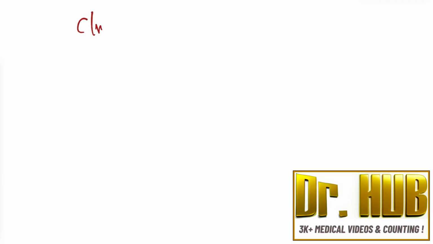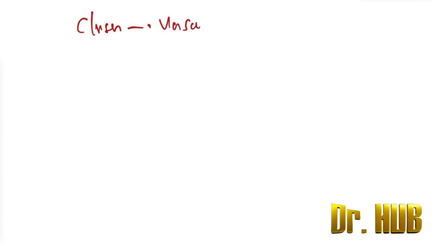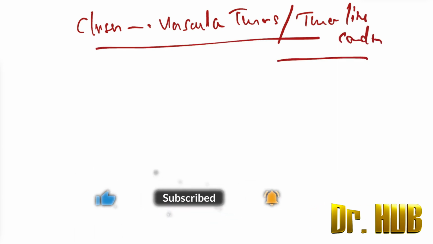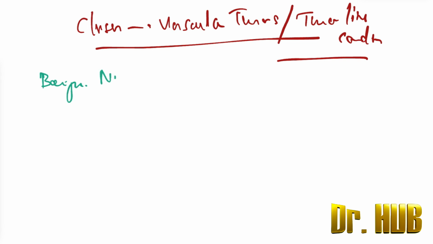Today we look at the classification, and this is going to be for the vascular tumors and the tumor-like conditions. So to start with, we look at the benign neoplasms. Benign neoplasm, the development and the acquired conditions.